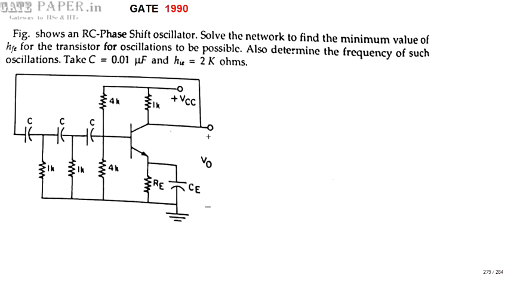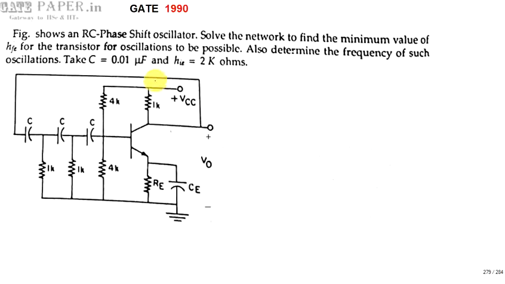HIE is nothing but the input impedance of the common emitter transistor, so that is 2 kilo ohms, and the R value is given as 1 kilo ohm on the diagram. With the biasing circuit for the transistor, we are going to calculate the minimum value of HFE required and the frequency of oscillations generated by this RC phase shift oscillator. An RC phase shift oscillator is a low frequency oscillator which generates frequencies in the range of kilohertz, that too below 10 kilohertz.